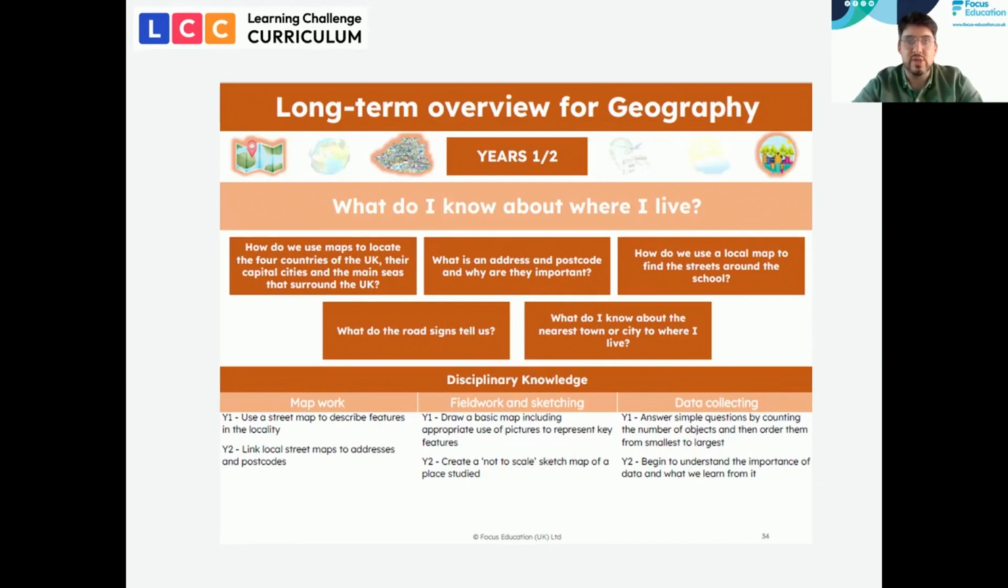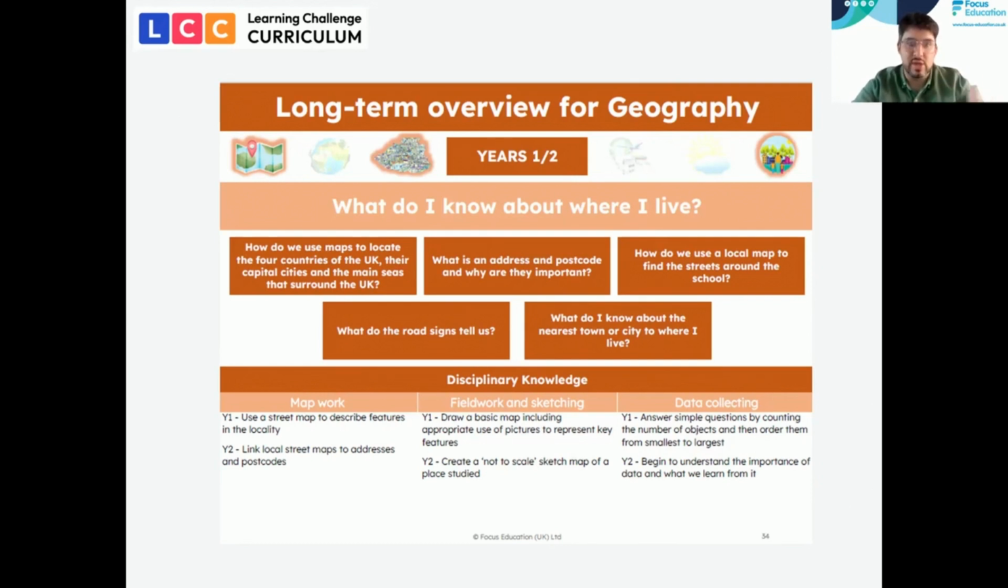The biggest difference on this overview is when you look at the disciplinary knowledge. What we've tried to do is highlight, if it's a year one and two mixed age class, the year one disciplinary knowledge that we want the children to take away from the unit, and the year two disciplinary knowledge that we want the children to take away by the end of the unit as well. This is because no matter what class structure you have, if a child is a year two child, then we need to be aiming for them to understand the disciplinary knowledge for their age.